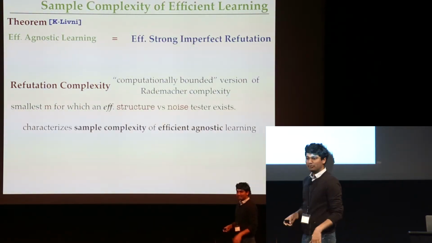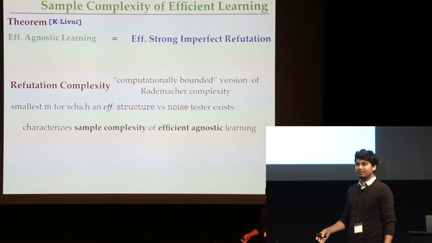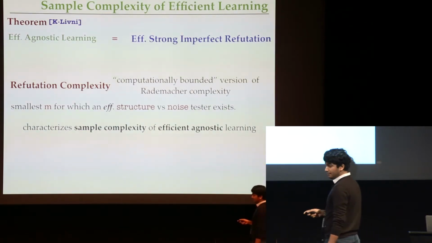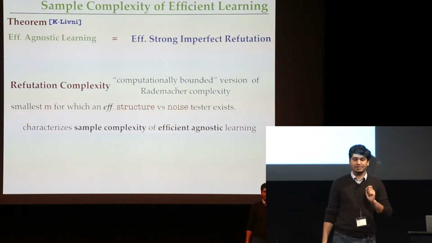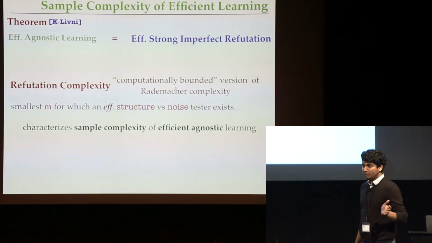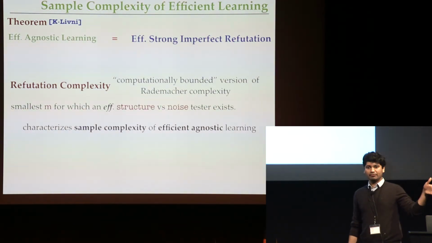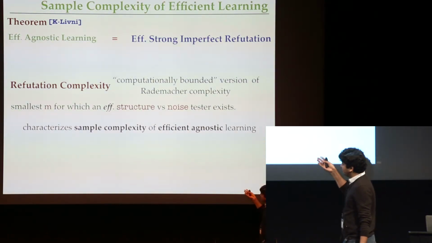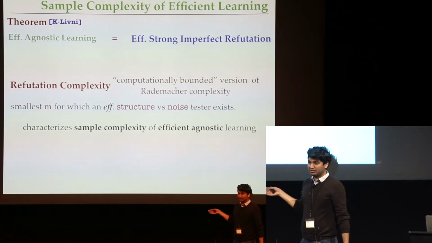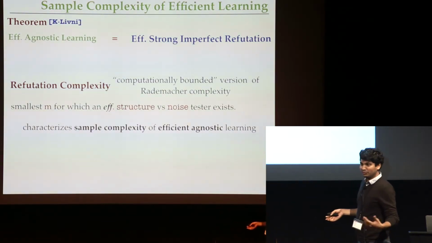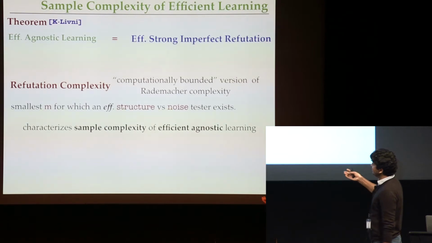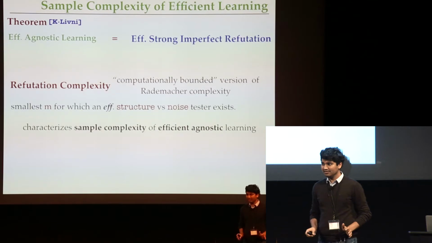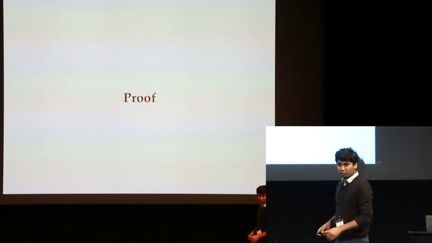So in this spirit I'm going to define refutation complexity, which I'm going to interpret as the computationally bounded analog of Rademacher complexity, as basically the smallest m for which there is an efficient structure versus noise tester. Okay? If I didn't care about efficiency, then the inefficient tester that I talked about before actually works, and Rademacher complexity is exactly that. So if I impose efficiency, I'm going to call that small m refutation complexity, and now the theorem that we already discussed before. Basically the point is that this characterizes the sample complexity of efficient agnostic learning. Okay? Great.